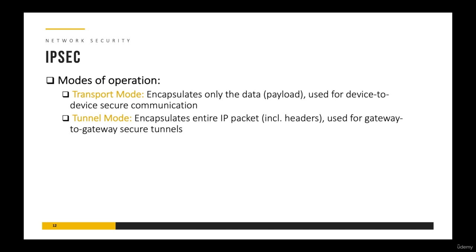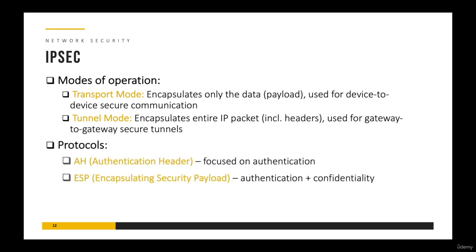Now, IPSec offers two modes of operation: transport mode, in which we encapsulate only the data or the payload, and this is used for device to device communication. We also have the tunnel mode, in which the entire packet is encrypted, which means that not only do you encrypt the data, but the headers as well. And this is mostly used for gateway to gateway communication. IPSec uses two different types of protocols. The first is the authentication header, which focuses on authentication. And then we have the encapsulating security payload, which focuses on authentication as well as confidentiality.